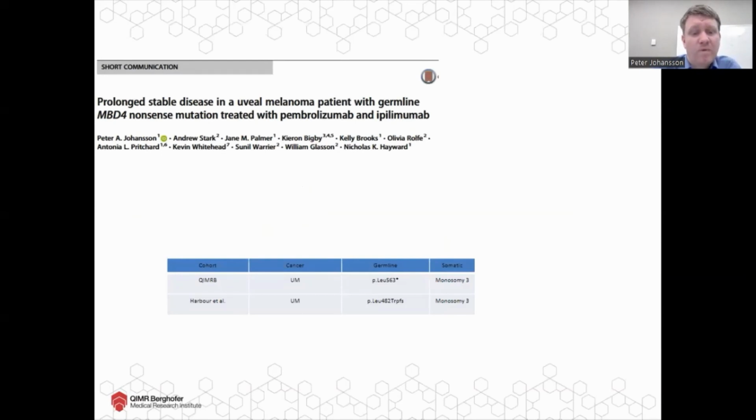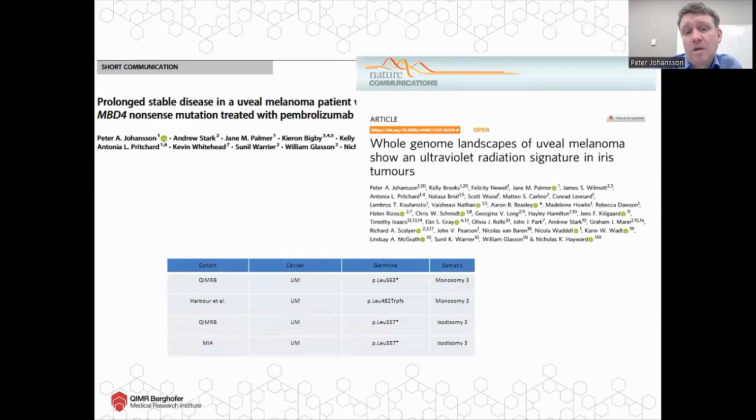And then we found another case in public data from Bill Harbour. And then in a larger cohort, we found another 2 cases. They all showed the same pattern with monosomy 3, or 2 cases of isodisomy 3, but in this context it's the same thing. And a high level of mutation burden, and basically all the same type of mutations.